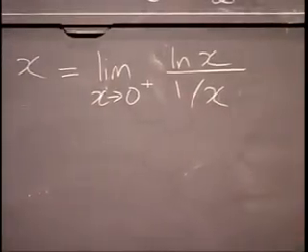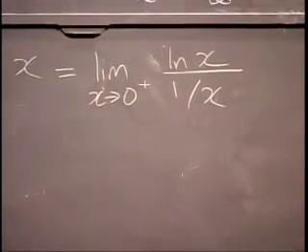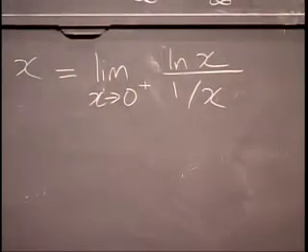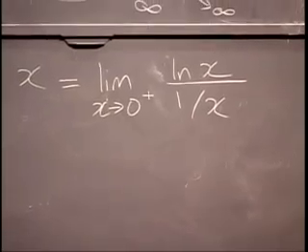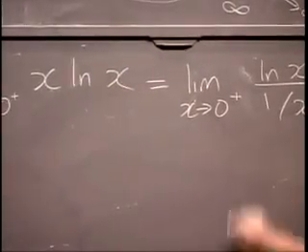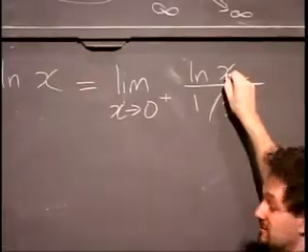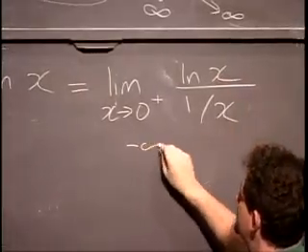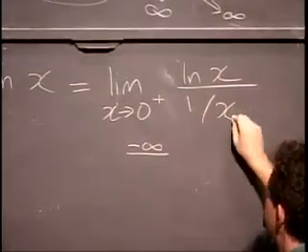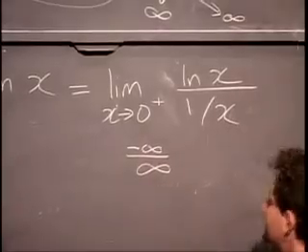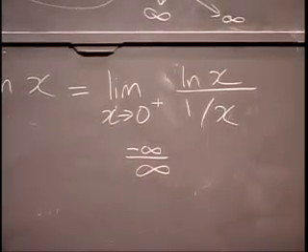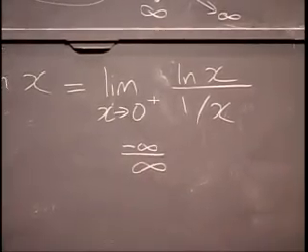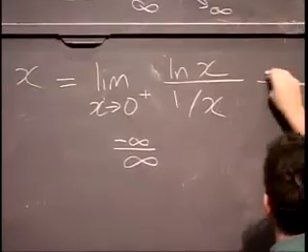See, x can go down the bottom as 1 over x. Kind of a neat little trick. Now, if you actually look at this, log of 0, remember, is minus infinity, at least in form. 1 over positive 0 is plus infinity, so you get the indeterminate form minus infinity over infinity. That's cool. We can use L'Hopital's rule.